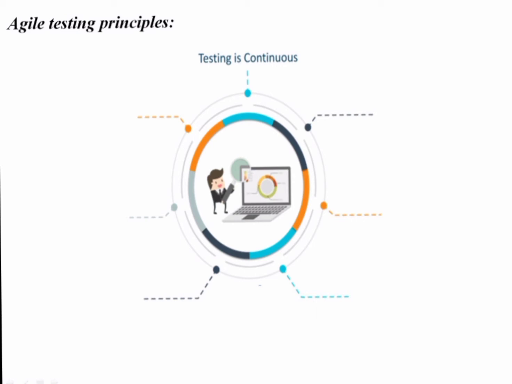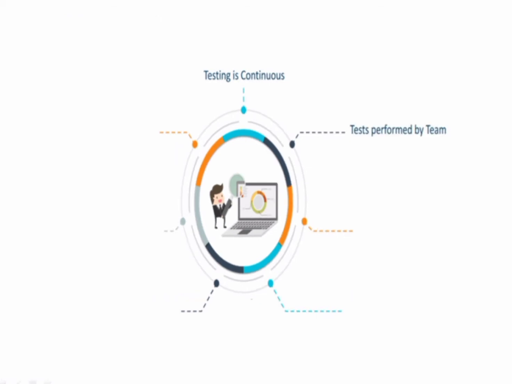The very first principle is continuous testing, which is to keep on testing to check whether the product is continuously progressing or not. And we have tests performed by the team. Now in the traditional software development lifecycle, only the test team is responsible for testing. But in agile testing, the developers and business analysts can also test the application.